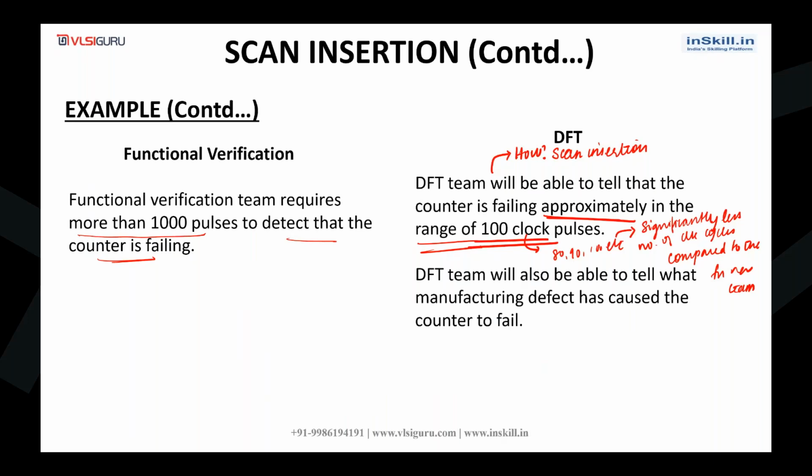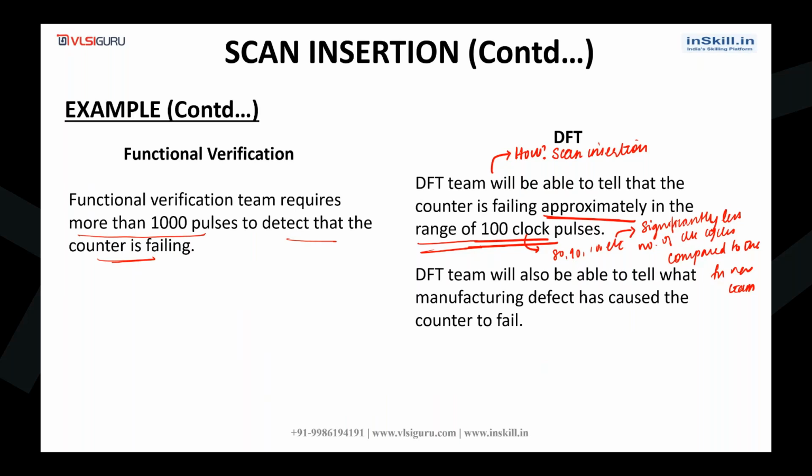So how will we be able to tell that? We will be discussing it in our course. To understand how, you need to know the functionality of a scan cell and the functionality of a scan chain. Only then will you be able to understand how. So we will discuss it during the course. This is scan insertion. The DFT team goes for a technique called scan insertion, because of which we are able to easily control and observe our circuit. Because of that, in this example, we are able to tell that the counter is failing approximately in the range of 100 clock pulses, which means we require significantly less number of clock cycles compared to the functional verification team.